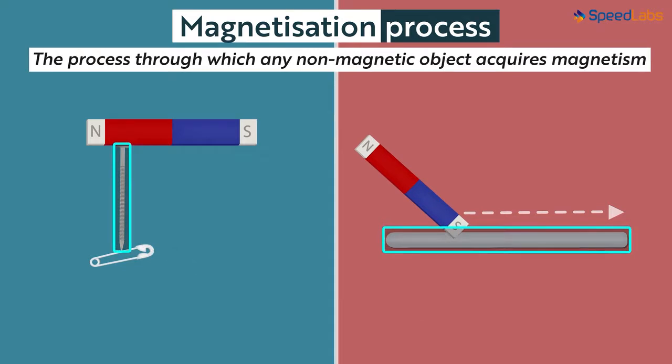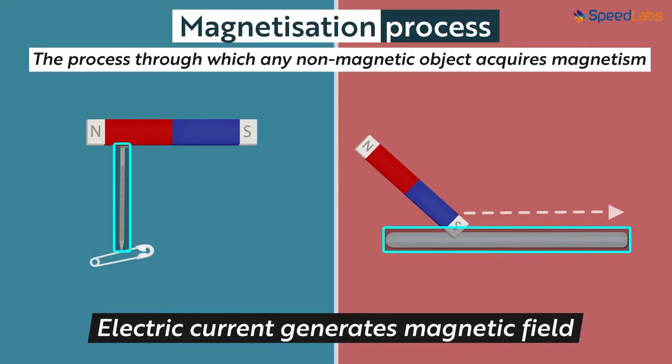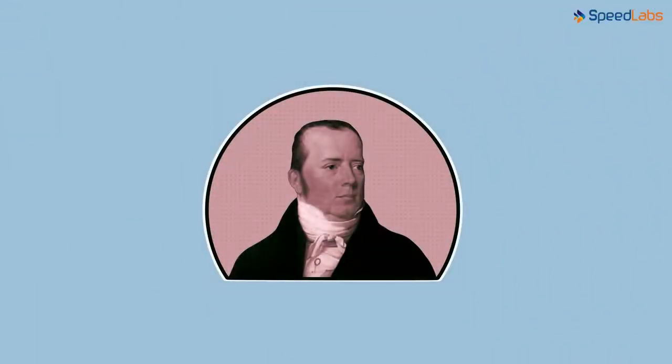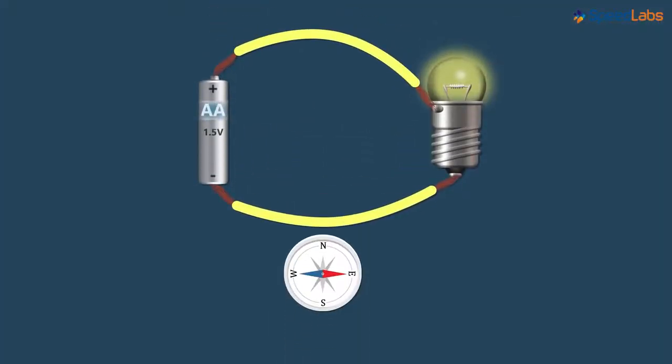Now there is one more way in which we can magnetize these objects. And that is by understanding that electric current generates a magnetic field. First, let's enlighten ourselves about this. In 1819, there was a scientist named Hans Christian Ørsted. He found out that if you keep a compass near a current-carrying wire, then the compass needle deflects to some extent. Yes, understand this well.